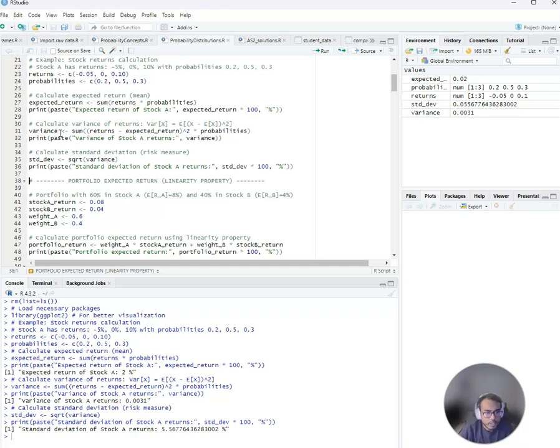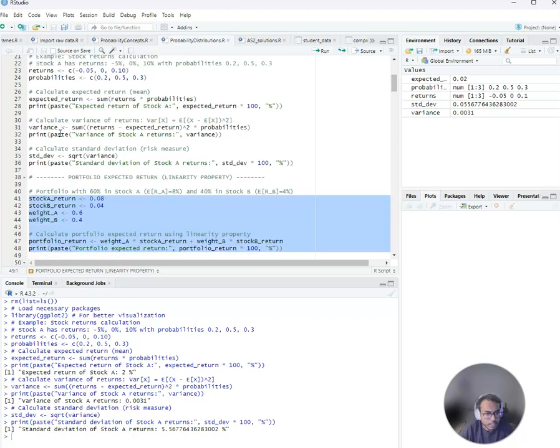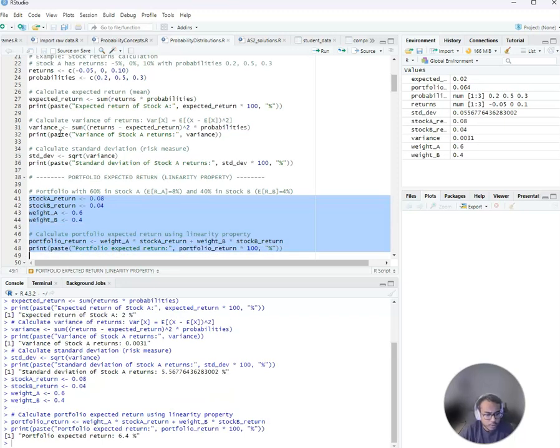We can also look at the linearity property using the portfolio expected return. So I have stock A with a return of 8%, stock B with a return of 4%. Stock A is 60% of my portfolio, stock B is 40%. So if I run all these lines together, my portfolio's expected return is 6.4%. Pretty straightforward.